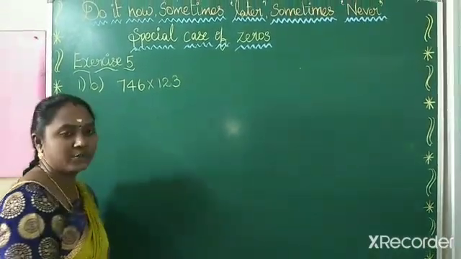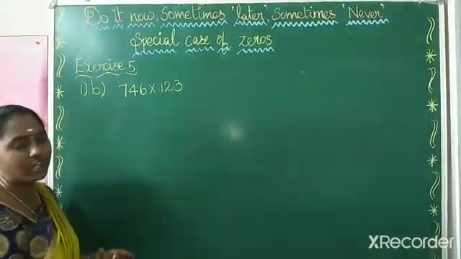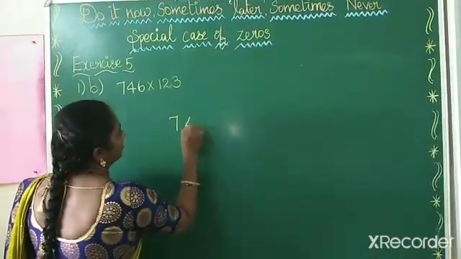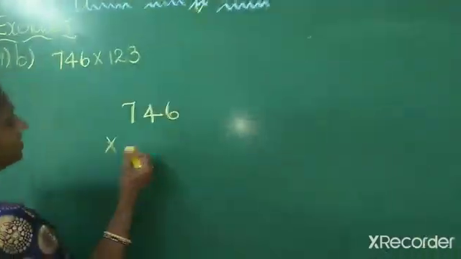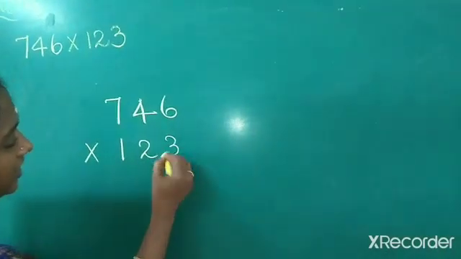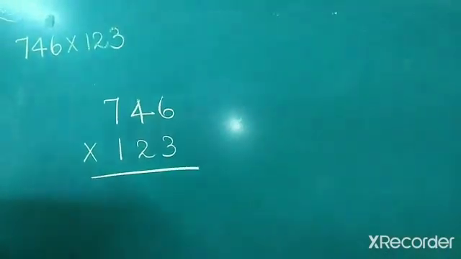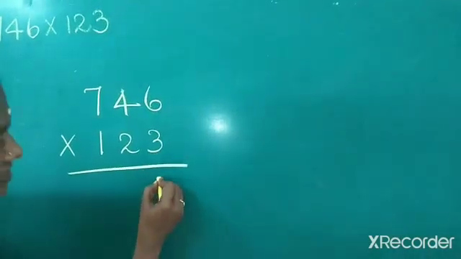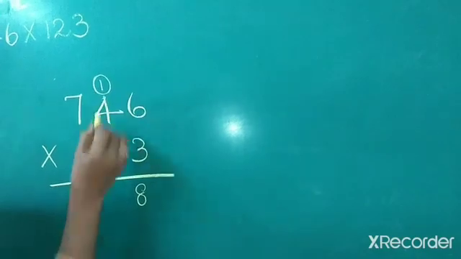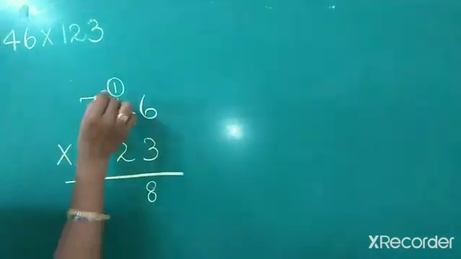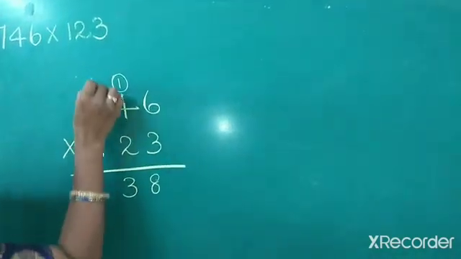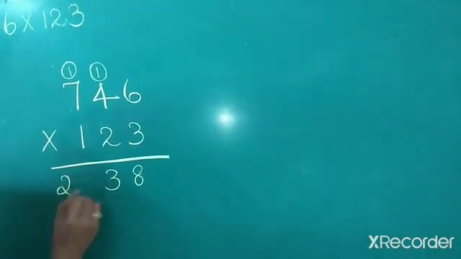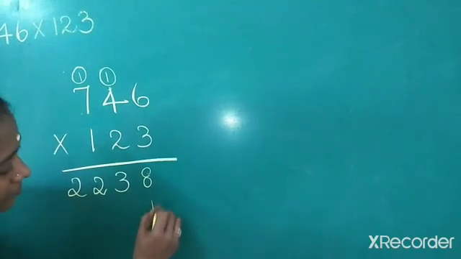746 into 123. This is the usual method of multiplying by a 3-digit number. 746 into 123. Starting from the ones place, we have 3. Multiply 746 by 3. 6 3s are 18. 1 carried over. 4 3s are 12. Plus 1, 13. 1 carried over. 7 3s are 21. Plus 1, 22.